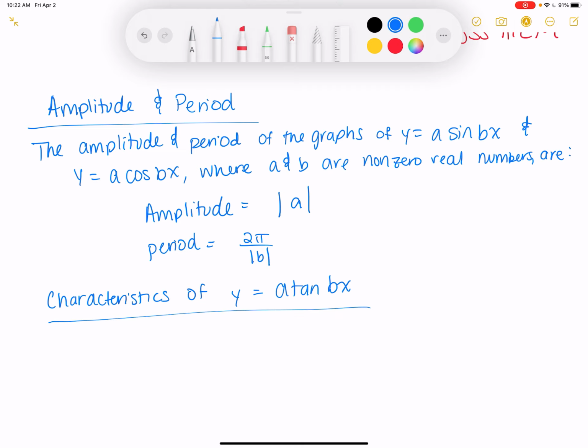Okay, so this was for sine and cosine. This next one is going to be for tangent. Can you have no amplitude or period for tangent? Tangent has no amplitude but has period. And it has asymptotes.